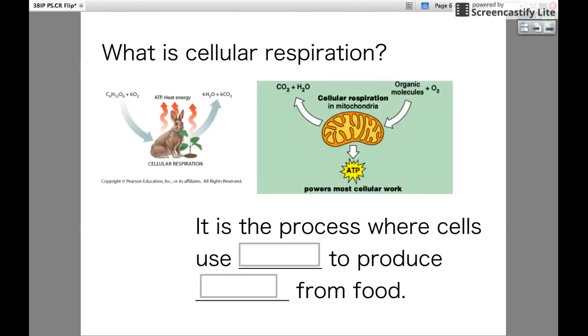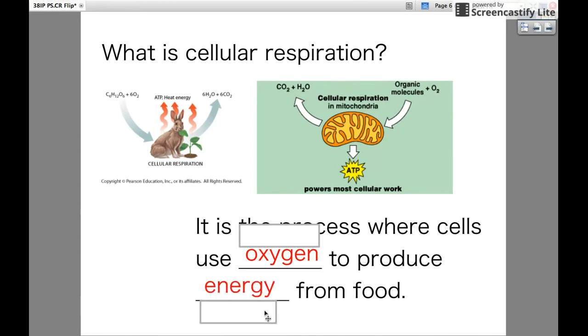Moving on now to cellular respiration. So what is it? It is the process where cells use oxygen to produce energy from food. So as a human, or as an animal like this rabbit up here, you breathe in oxygen, you take in food, and your body uses that oxygen to break apart the food to give you energy.